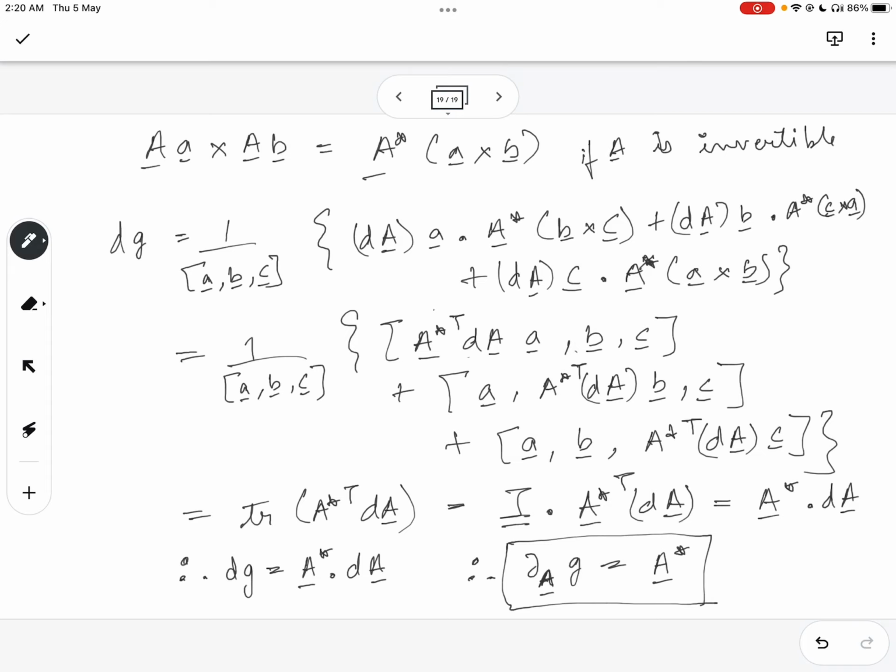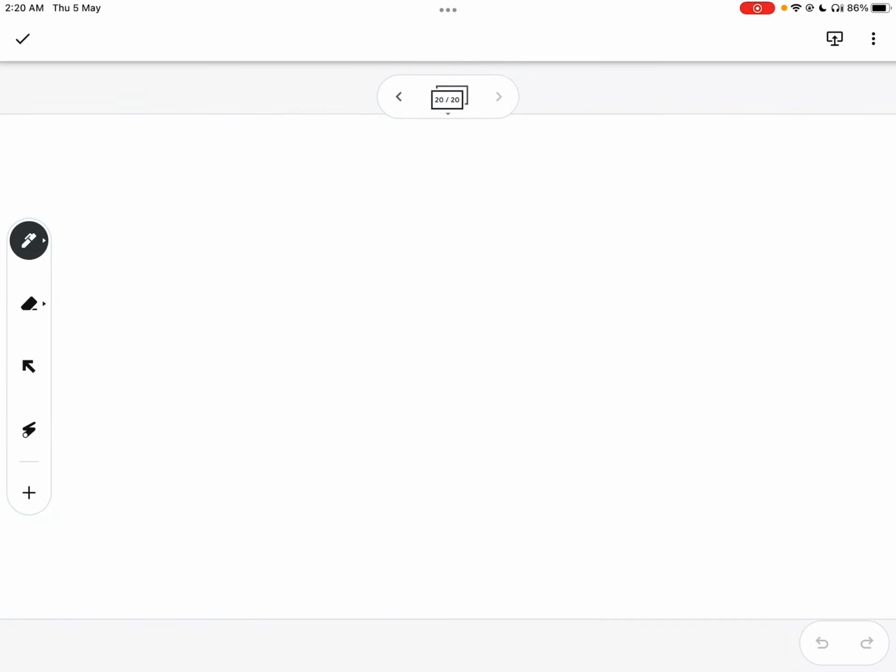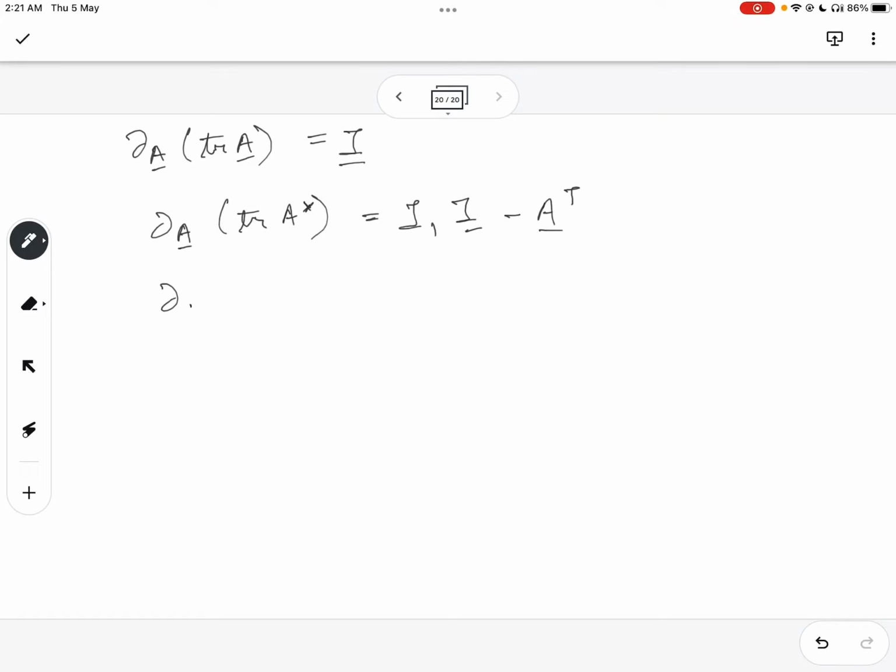So summarizing the gradients with respect to the tensor A of the three invariants of the tensor A: del A of trace A is I, del with respect to A of trace A star, which is nothing but the second invariant of A, is I1 I minus A transpose, and del with respect to A of determinant A is the cofactor.